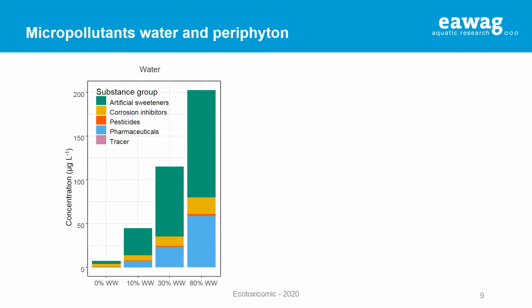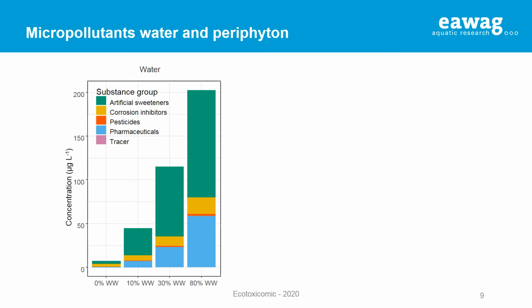Here are presented the concentrations of the analyzed micropollutants in the water of the artificial streams for the 4 experimental conditions: 0, 10, 30, and 80% wastewater. First of all, we could clearly see that the total micropollutant concentration in the wastewater was about 20 times higher than in the stream water.